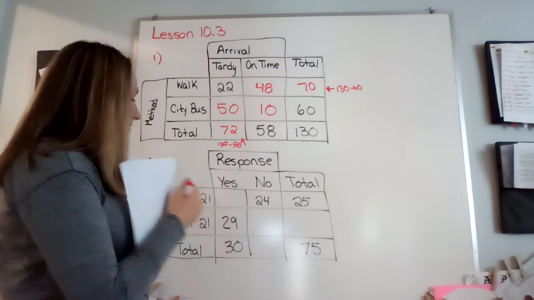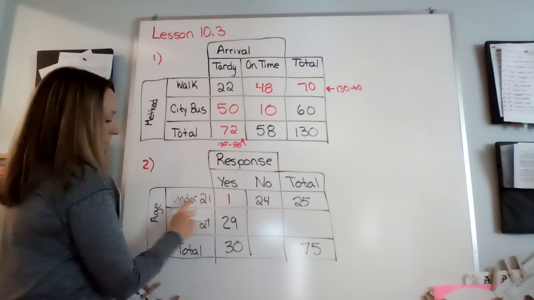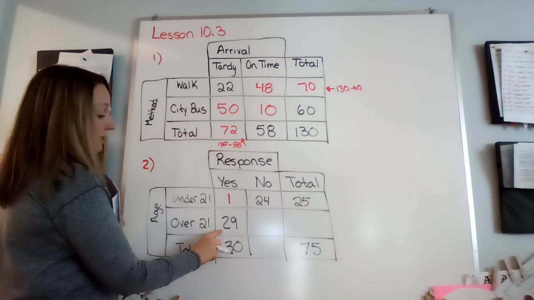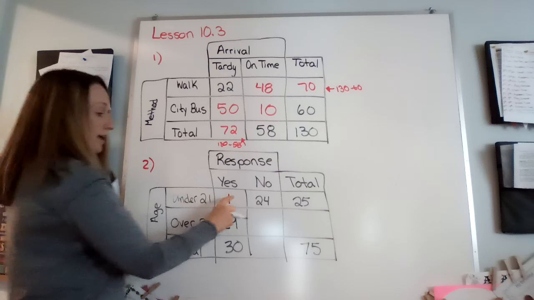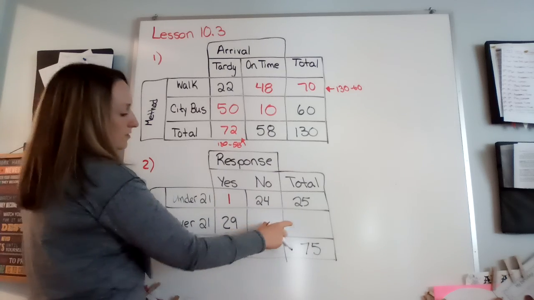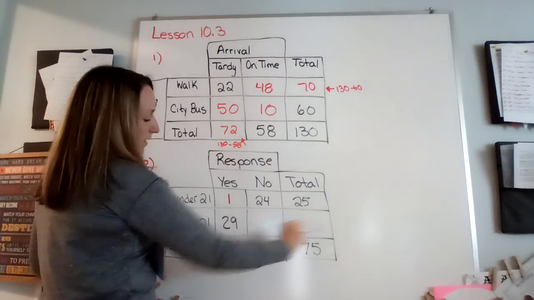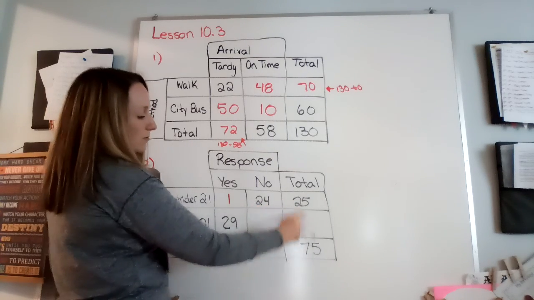There wasn't much detail given. All right, but if the total is 30, that means that there was 1 under 21 and 29 over 21. That gives you a total of 30. And it does make sense that those two add up to 25. Okay, now for these blanks, I can't really work this way off of the 29 or that way off of the 24. So I'm going to come over here.